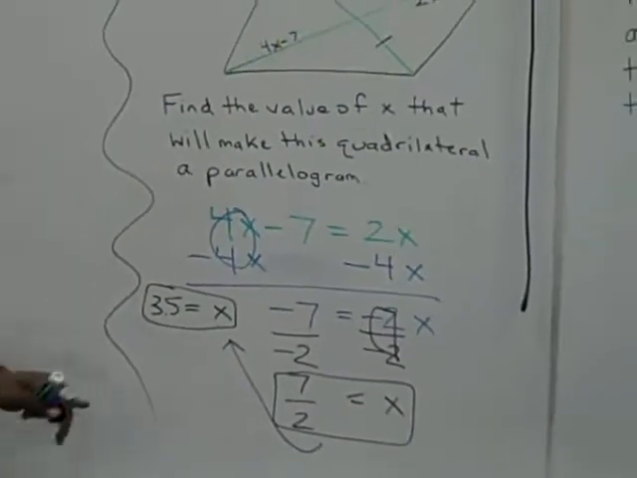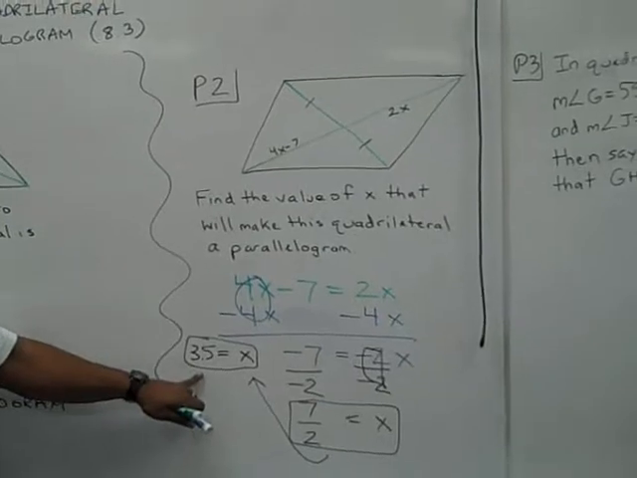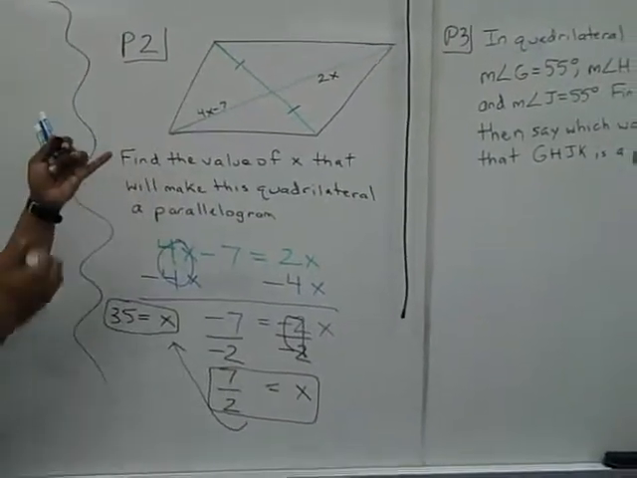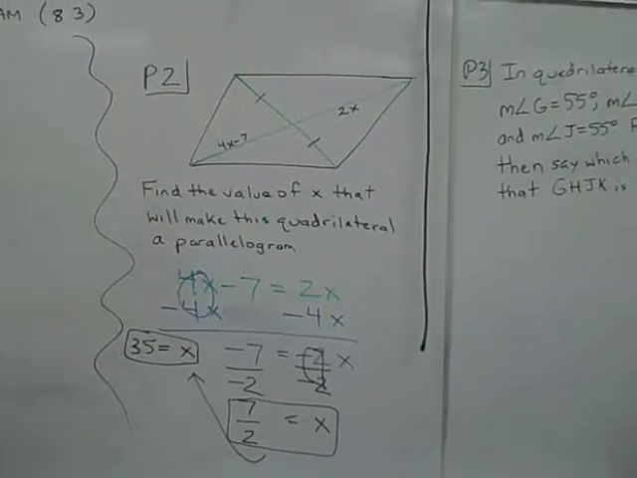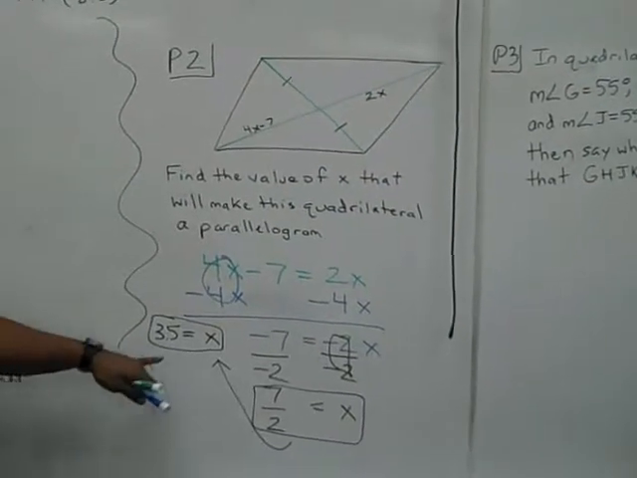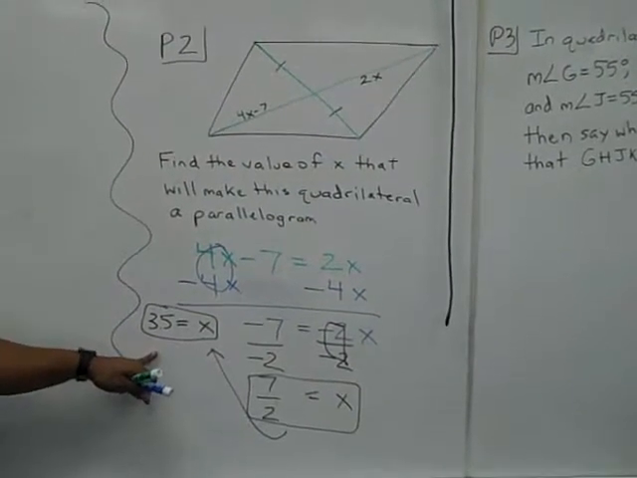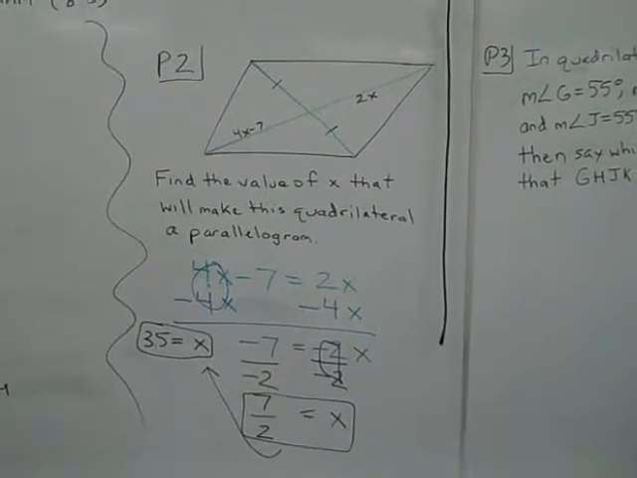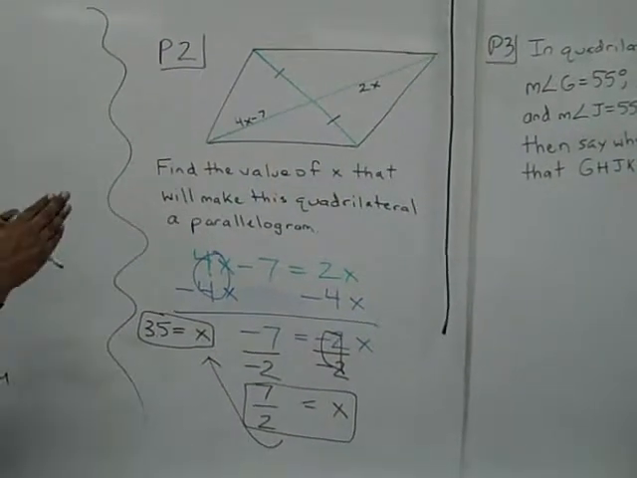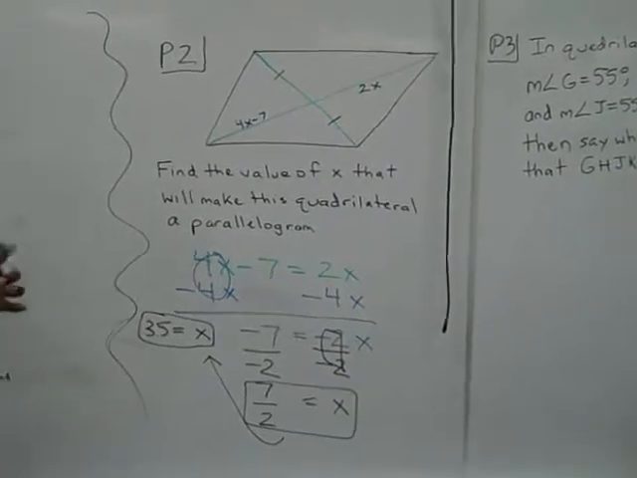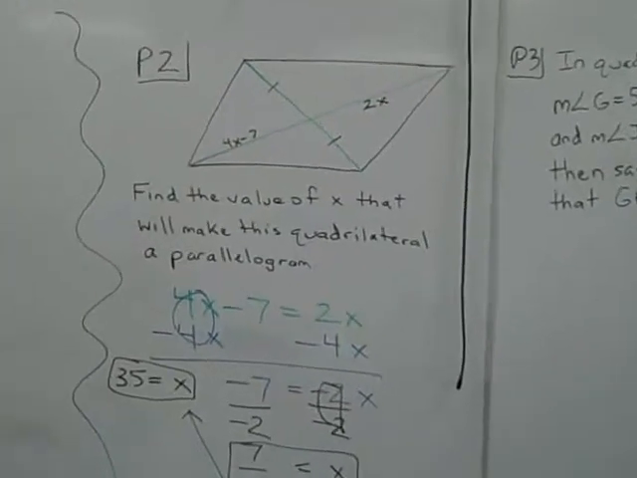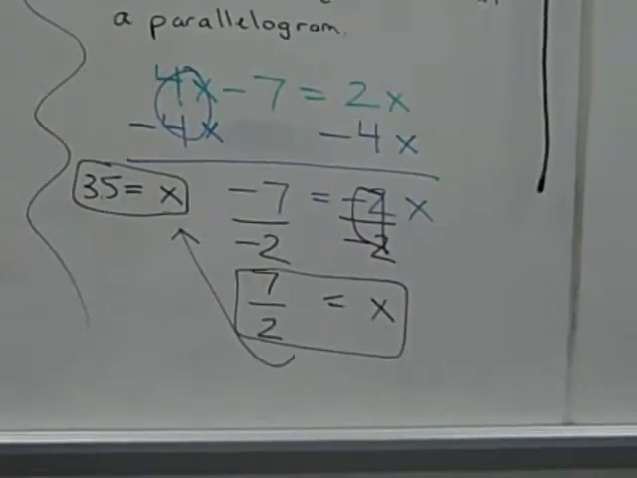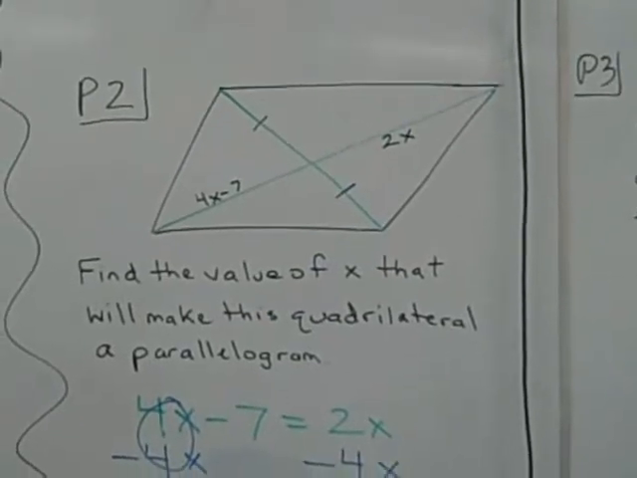Now, what does this 3.5 equals x mean? What it means is that's the only way that this quadrilateral is indeed a parallelogram. If x equals anything else besides 3.5, based on this picture, then this shape is not a parallelogram. So that's the reason for this exercise. We had to find out what it took to make this shape a parallelogram. Okay? Hopefully you have that.